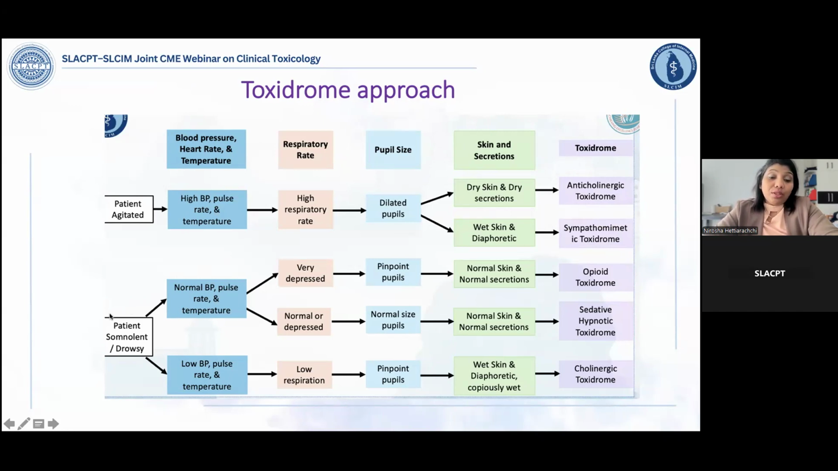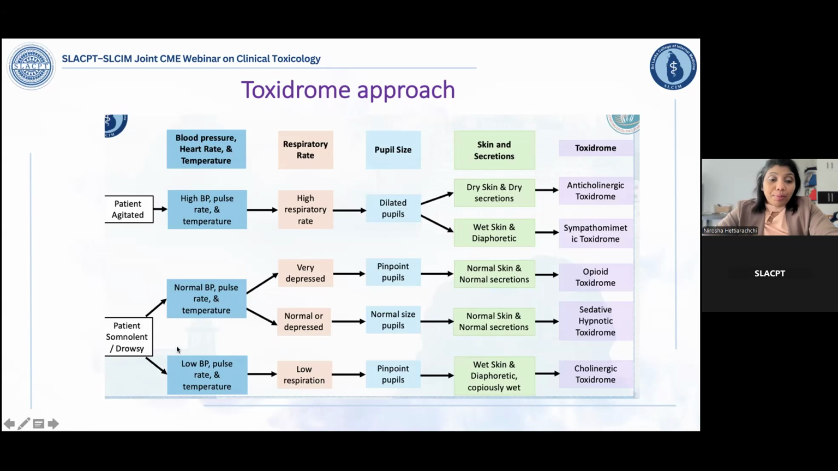If your patient is somnolent or drowsy, there are three possible toxidromes: opioid, sedative hypnotic, and cholinergic. The cholinergic toxidrome is quite the opposite of the anticholinergic toxidrome. Your blood pressure, pulse rate, and temperature will be low, and so will the respiration. You'll be seeing pinpoint pupils with a lot of copious wet secretions. You'll basically be pouring out secretions from every orifice. As you're aware, there's a mnemonic called DUMBBELS to remember all these features of the cholinergic toxidrome.